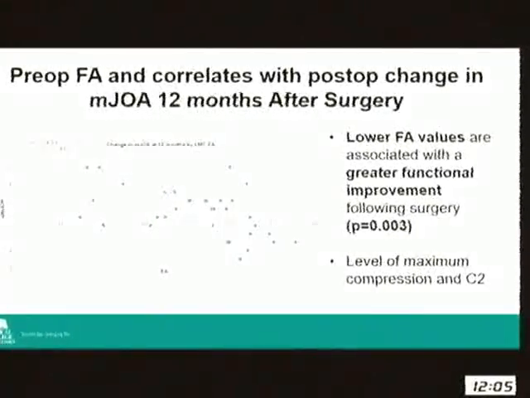And what about 1 year? So this relationship holds at a year. Again, lower FA values are associated with greater functional improvement following surgery. Again, level of maximum compression and C2. And we also see that a lower preoperative fractional anisotropy is correlated with a greater postoperative change in MJOA. And that may at first sound a little bit odd, but a recent systematic review looking just at MJOA and outcome also showed that a worse preoperative MJOA is correlated with a bigger change in outcome after surgery.